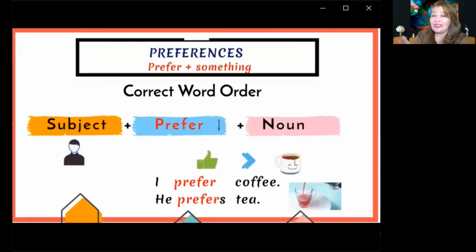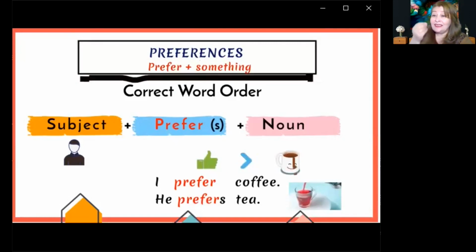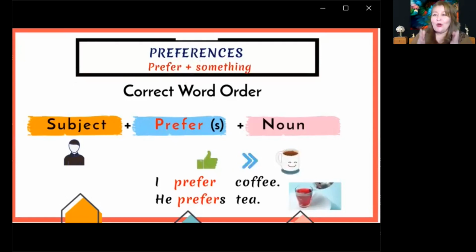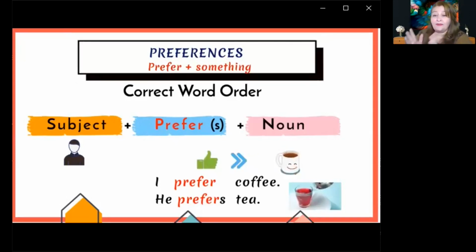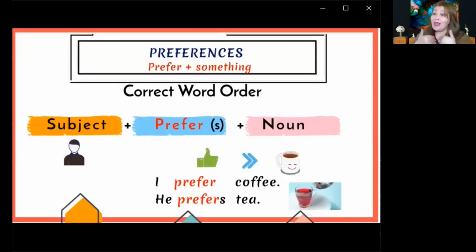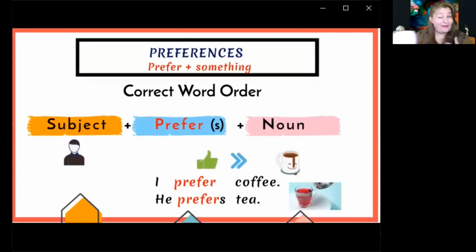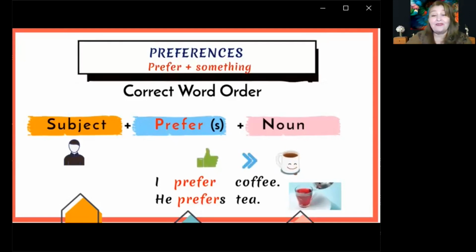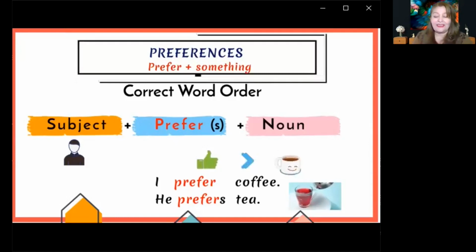He prefers tea. Here, in general preferences, we use the simple present tense, so we say he prefers tea. But I prefer coffee. Okay, I like coffee in general. Okay.